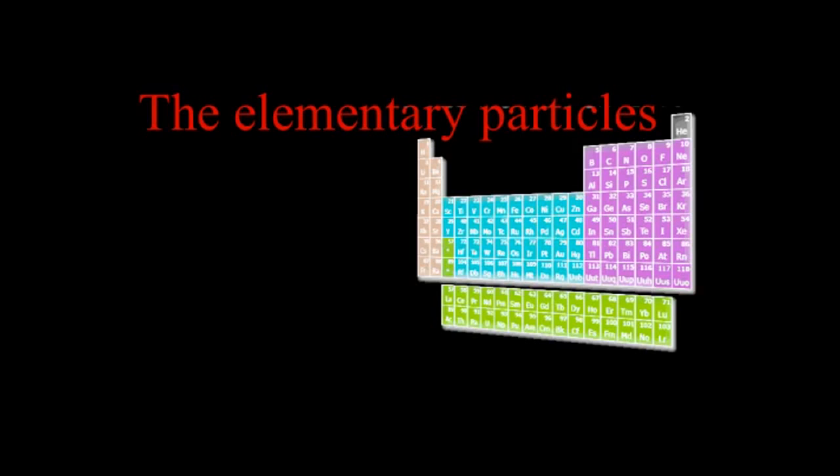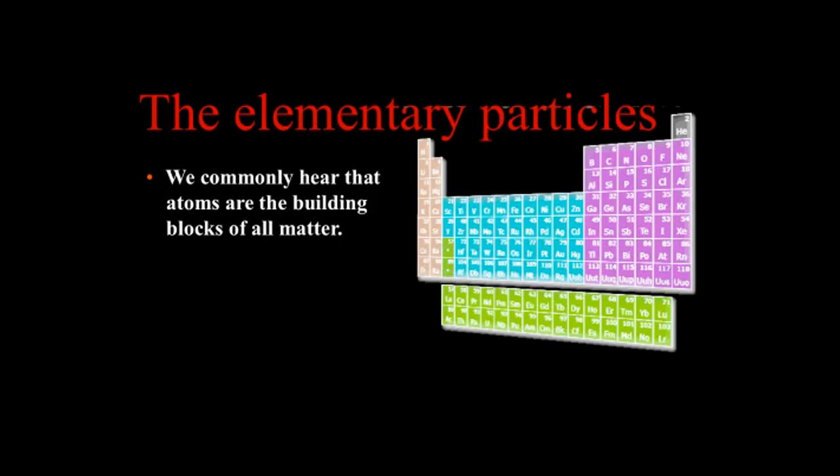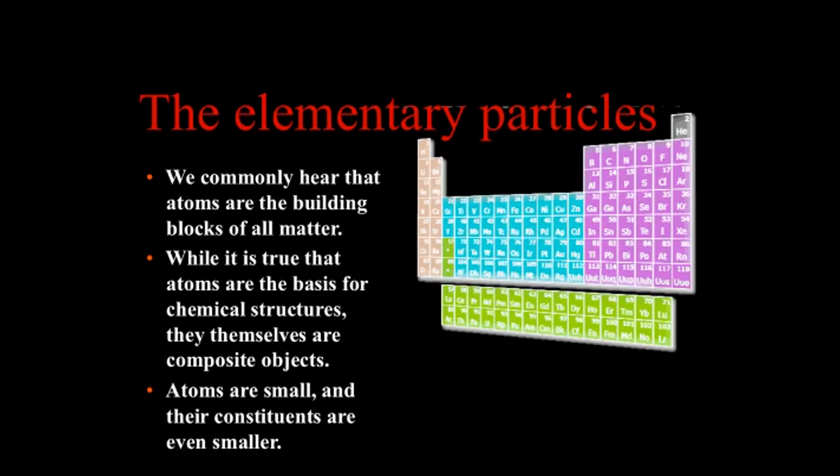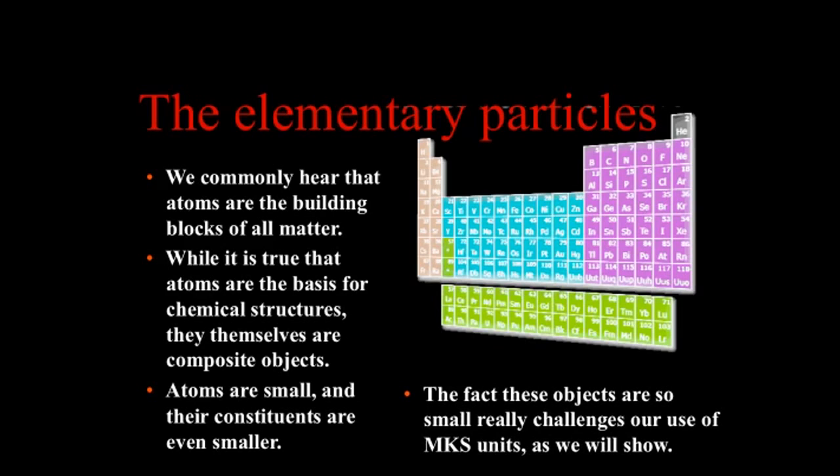The elementary particles are those particles that are the basic building blocks out of which everything else is built. We commonly hear that atoms are the basic building blocks of all matter, and we've learned about the periodic table ever since Mendeleev. And it's true that atoms are the basis for chemical structures, but it must be recognized that they themselves are composite objects. Atoms are small, and the things that make them up, their constituents, are even smaller. The fact that these objects are so small makes it really challenging to use some of the units that we're commonly used to in the MKS system, as we'll show now.